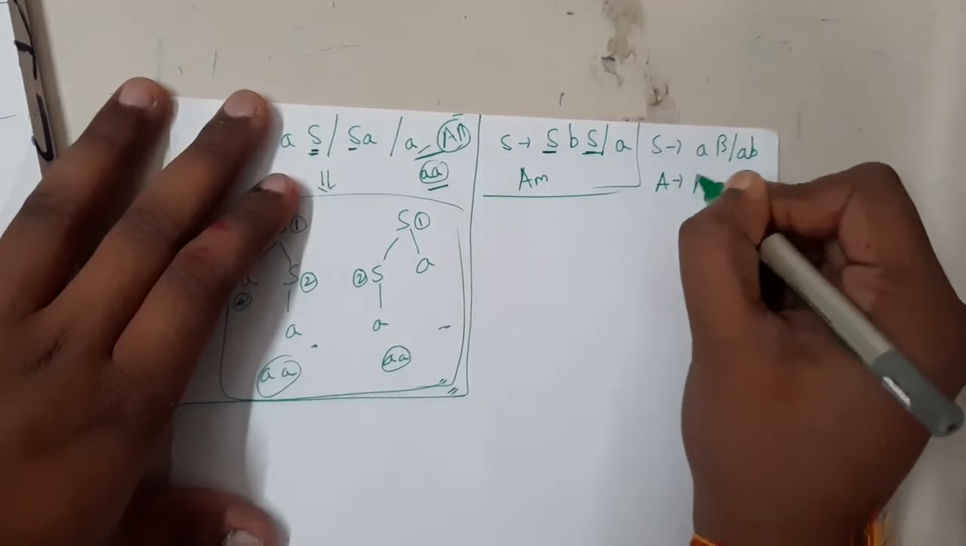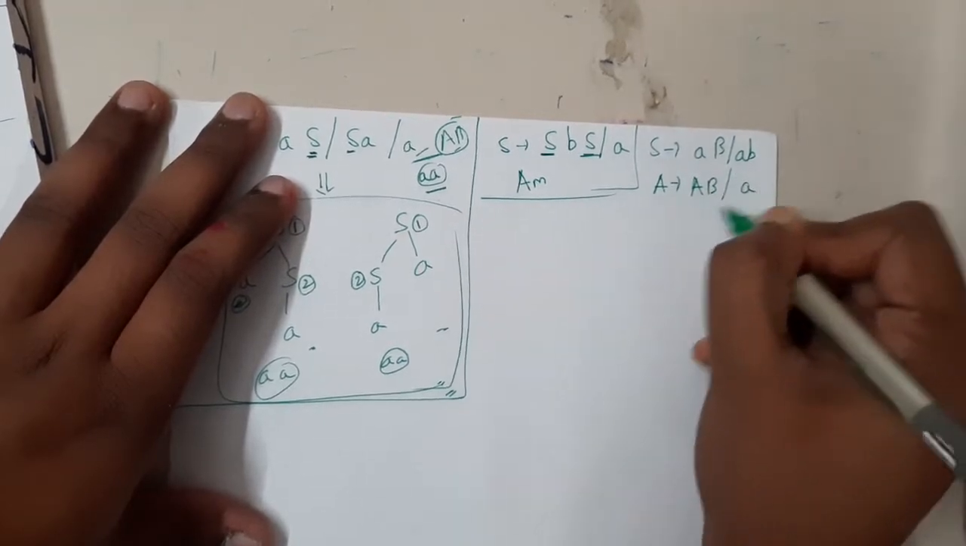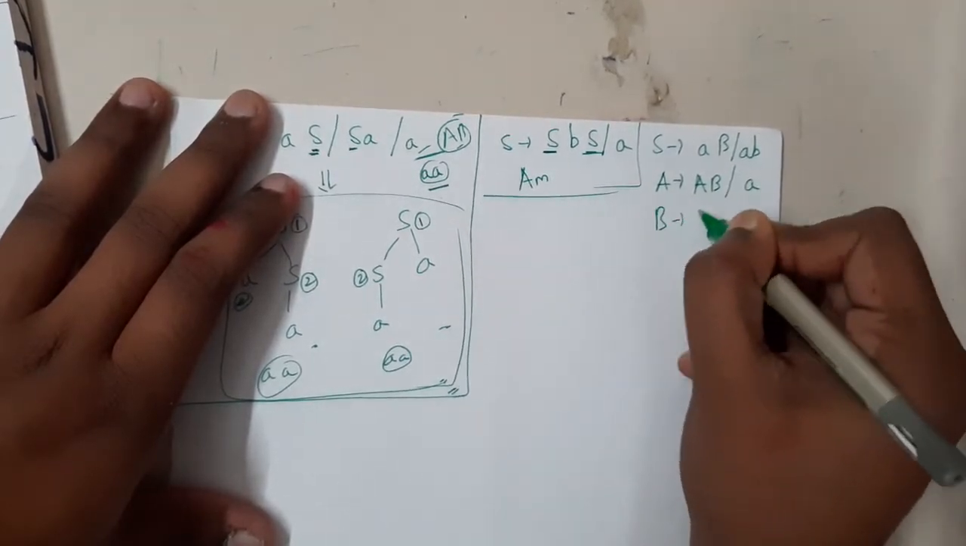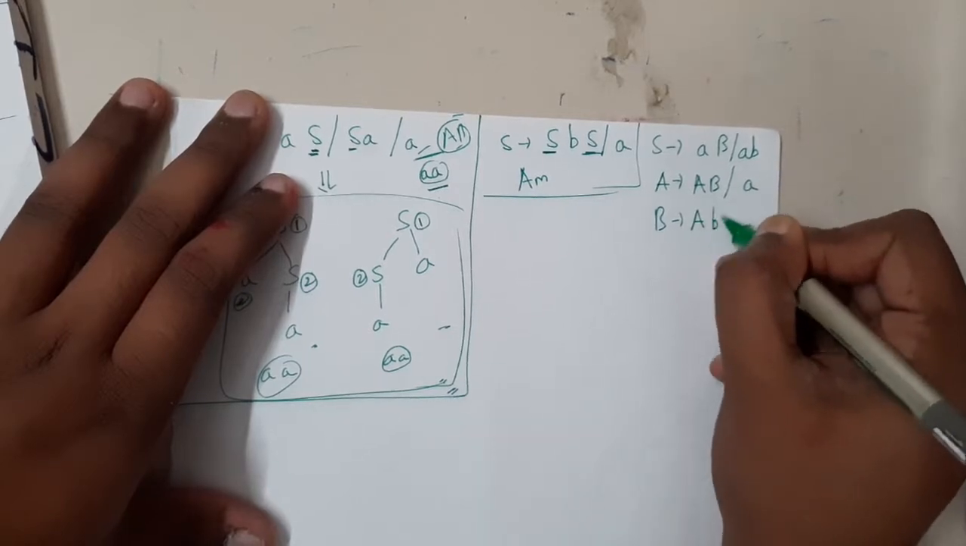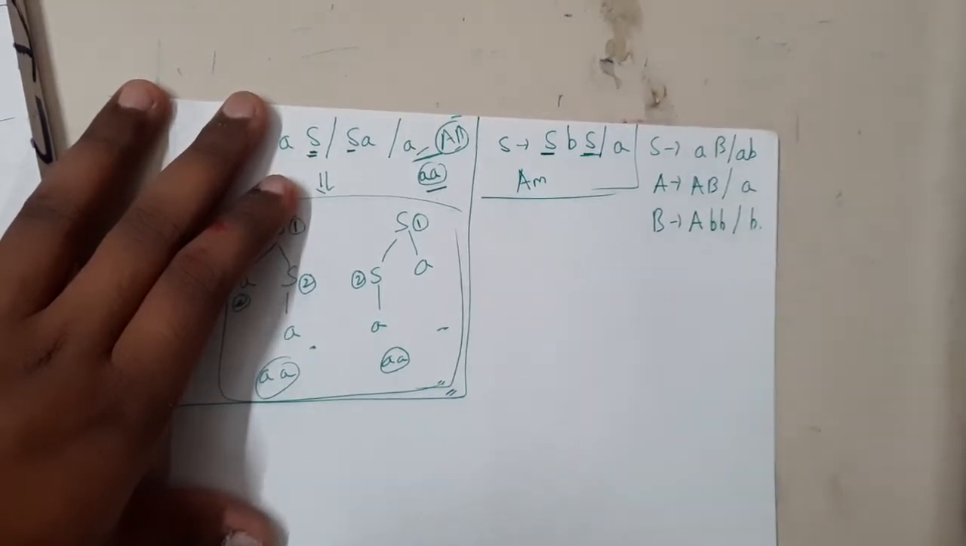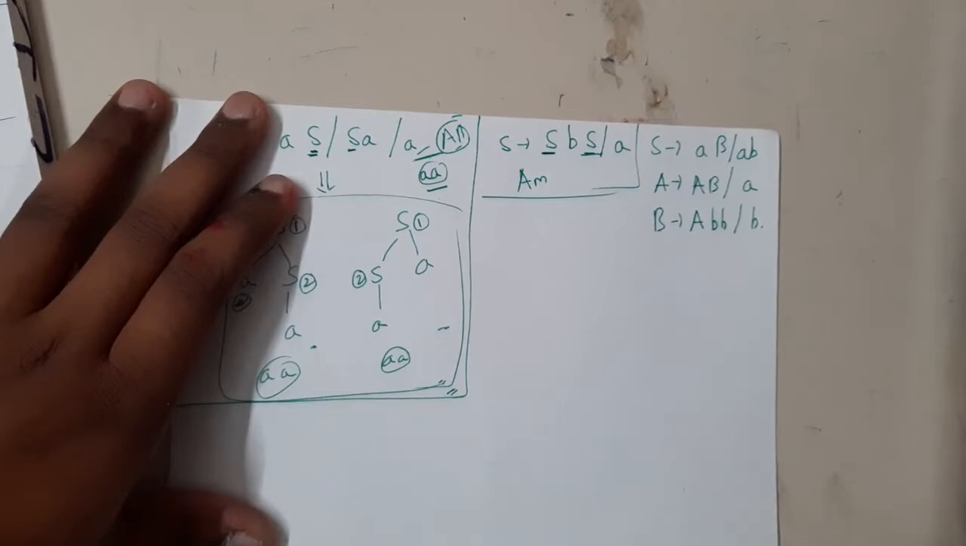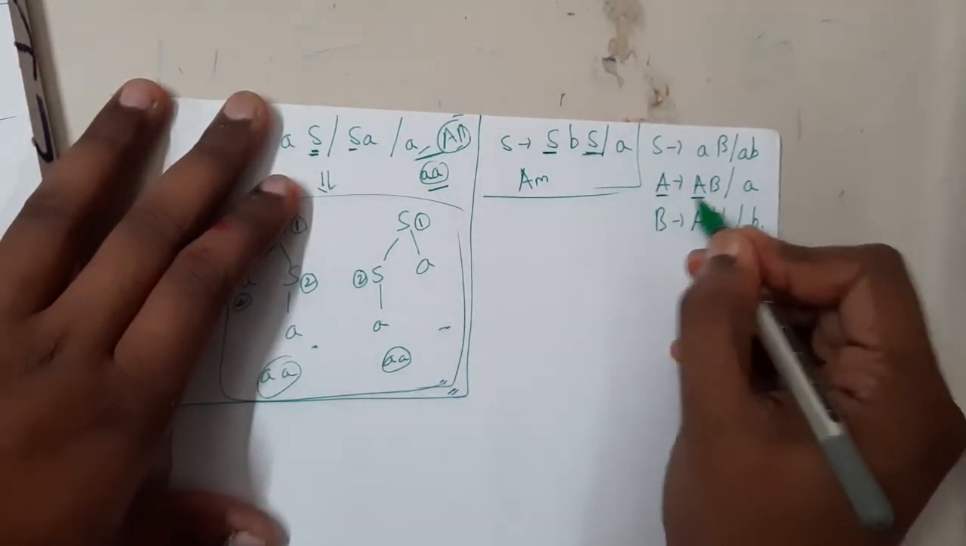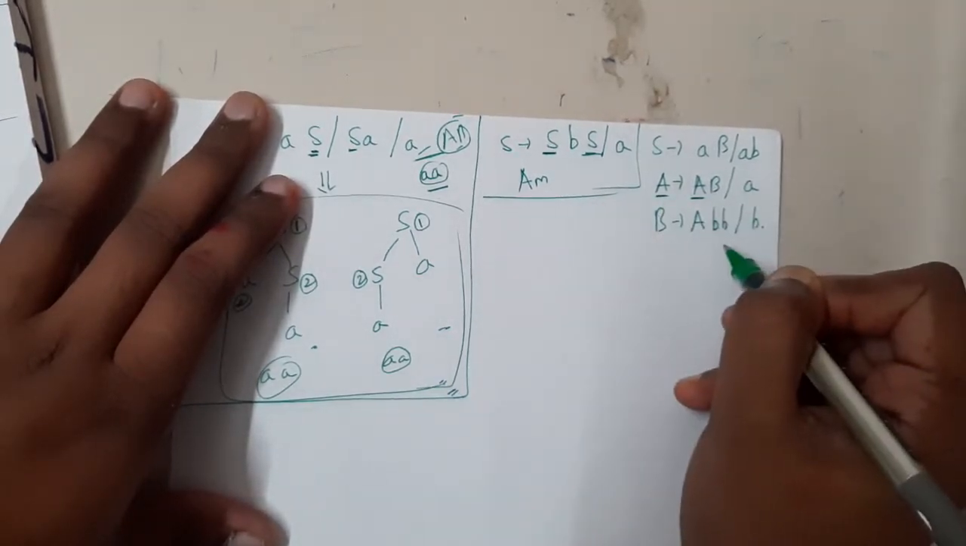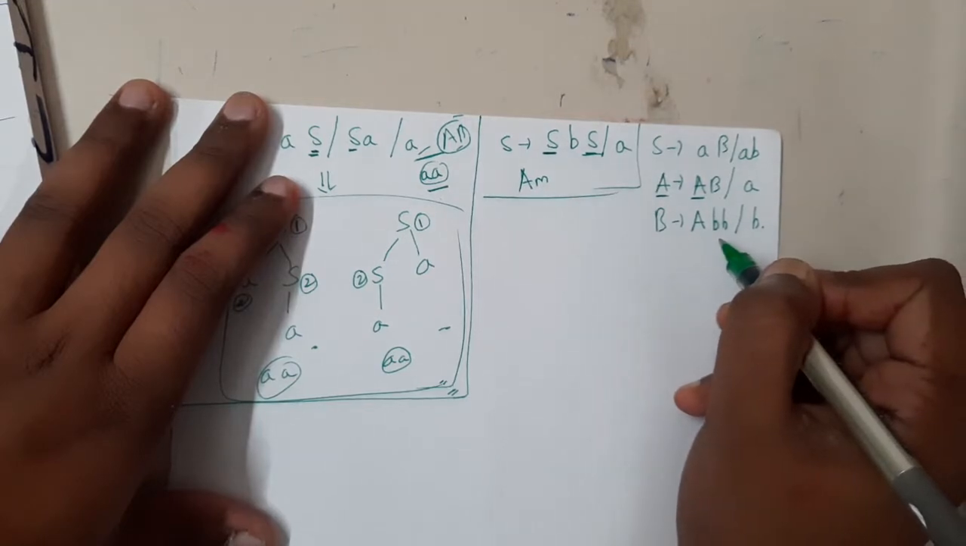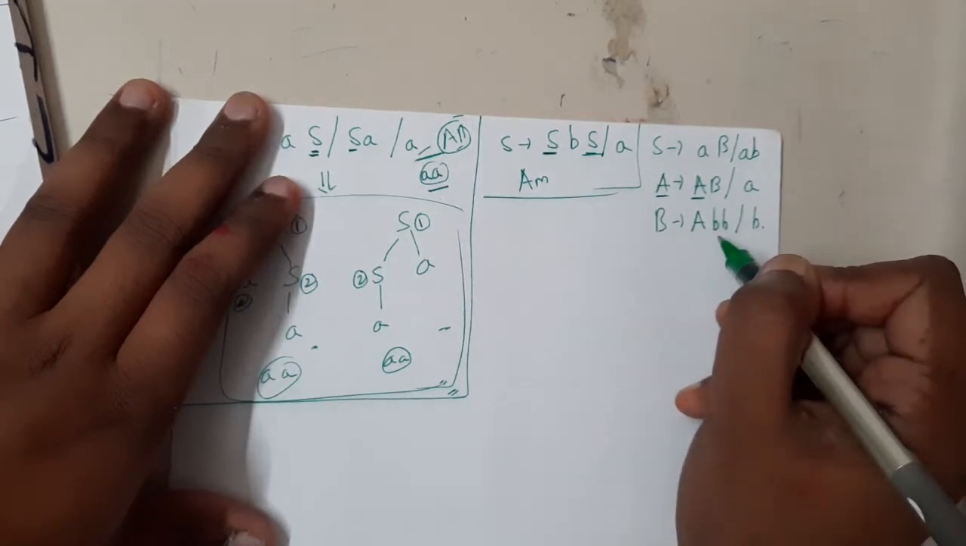A implies capital A, capital B or small a. B implies capital A, B, B or B. So let us concentrate. Here, do we have left recursion? The answer is yes. Do we have right recursion? I think no, right? I think there is no right recursion.